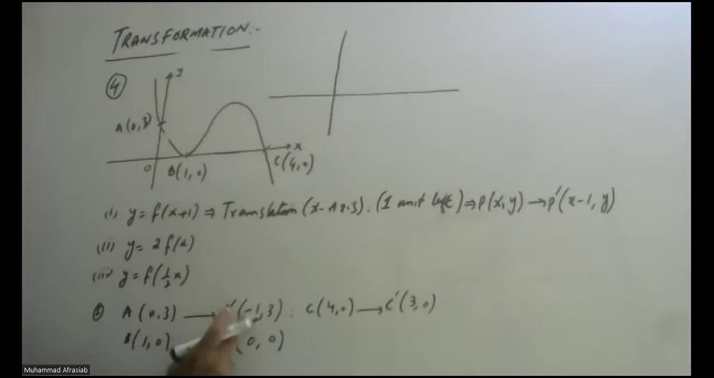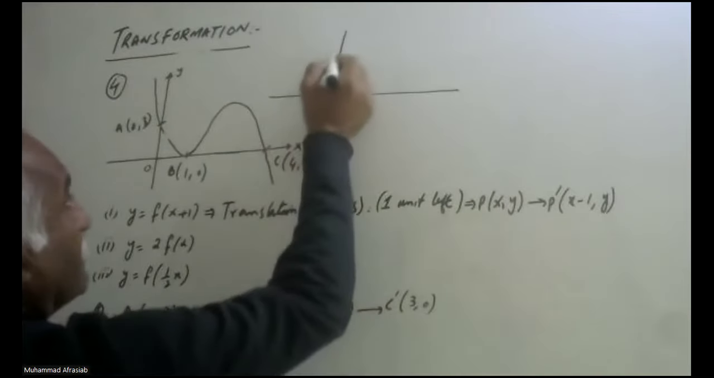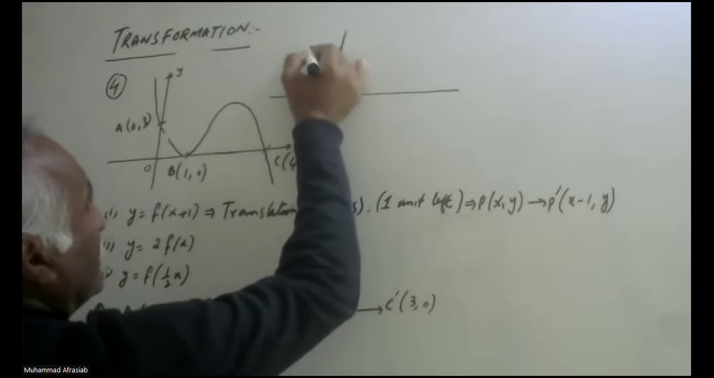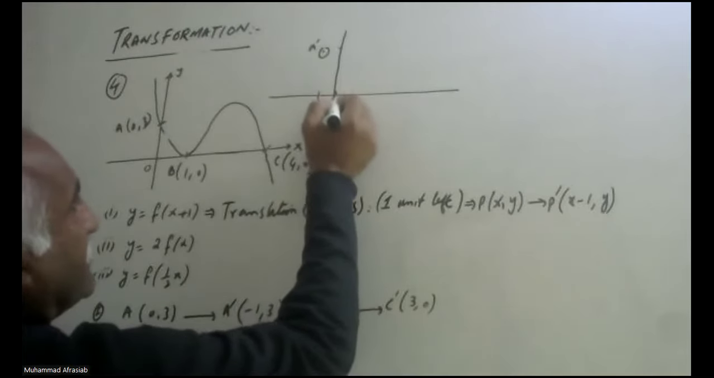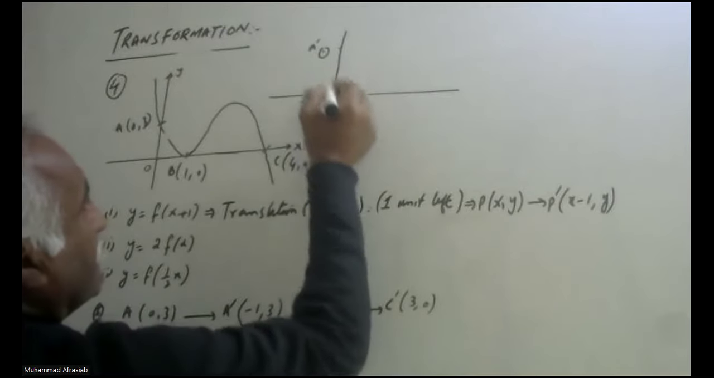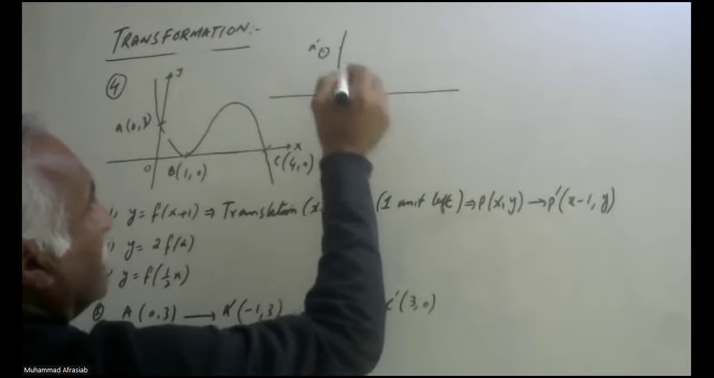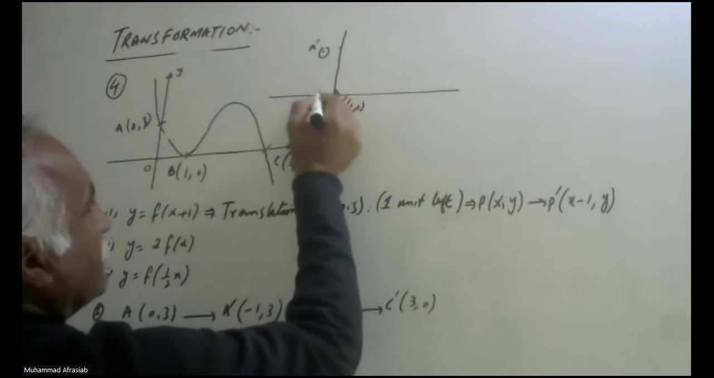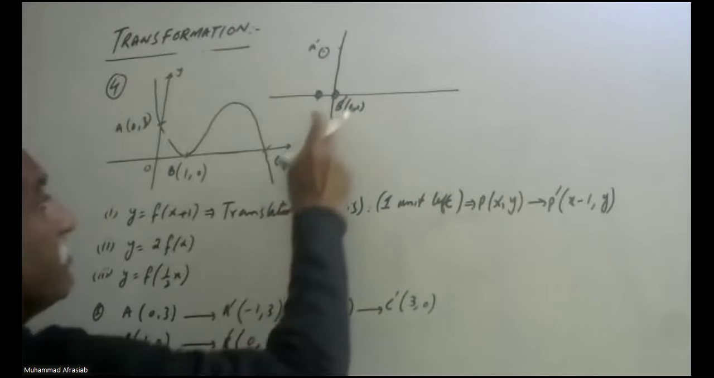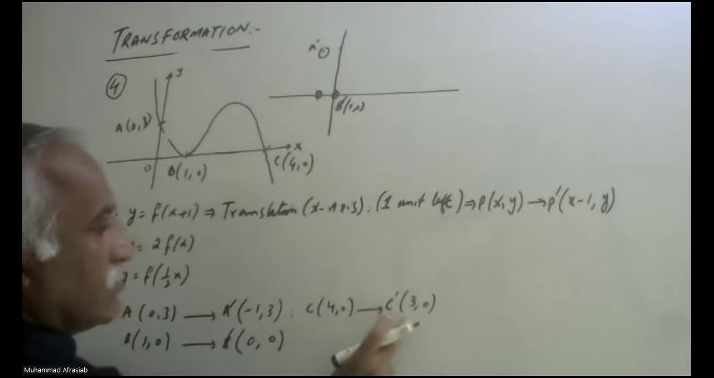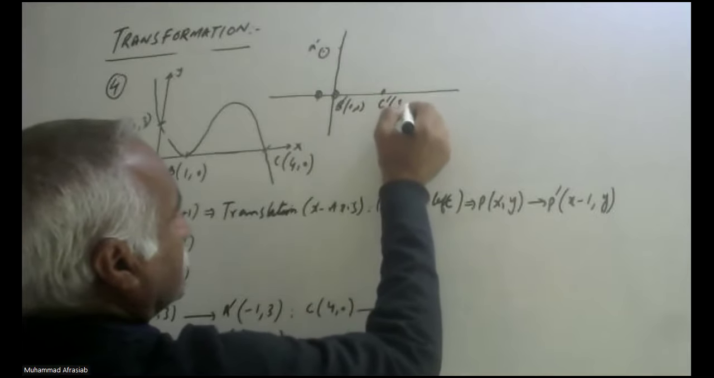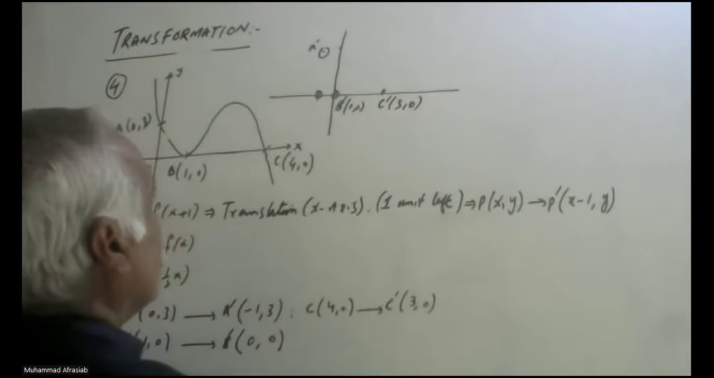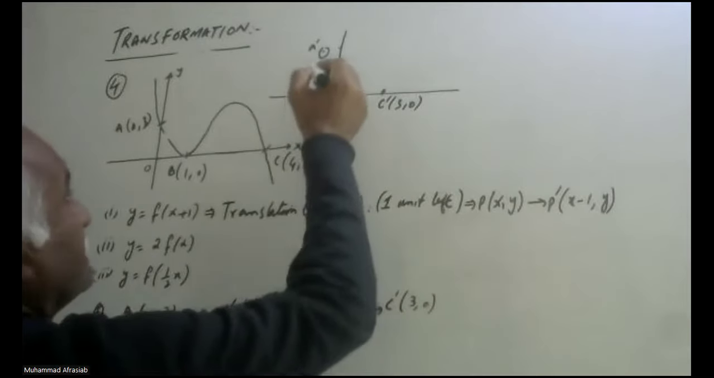(0, 3) is going to be (minus 1, 3). This is minus 1 and let's say that is 3. This is your A dash point. B is (0, 0), so B point will become this, which is (0, 0). And C point will be at this position, which is (3, 0). So the graph of this portion will be like this.